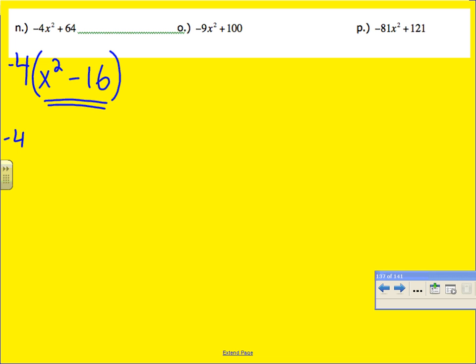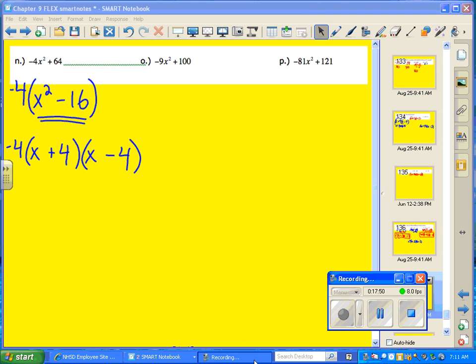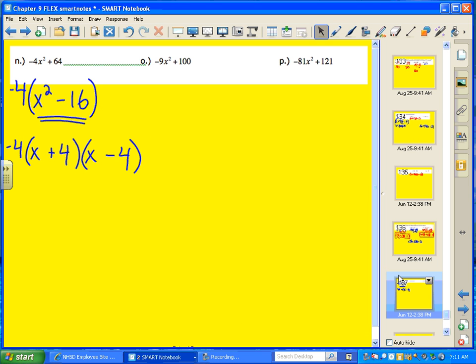So rewrite your GCF, make your two binomials, 1 plus, 1 minus, square root each term. The square root of x squared is x. The square root of 16 is 4. So there's an example of when you need to take out a negative GCF and then factor by difference of perfect squares. Okay, let's do one more.